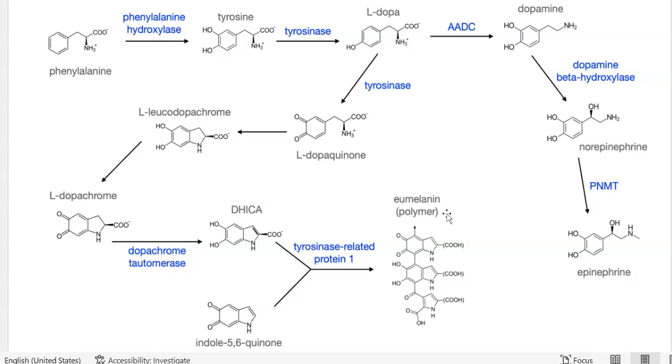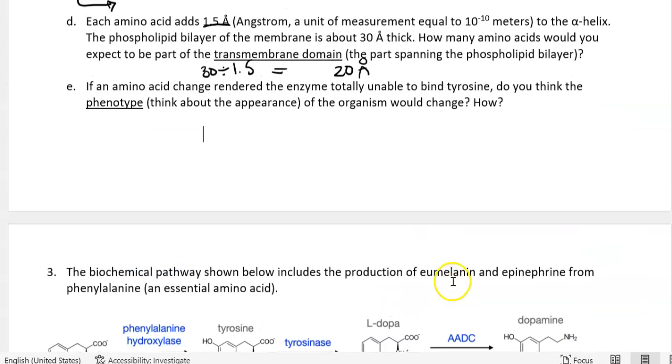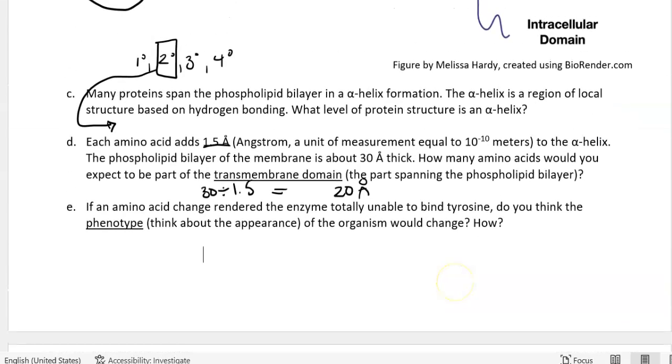I don't really care if you mentioned cats or not, but if you now make tyrosinase completely useless, can you make eumelanin? No, you can't. And if you're not making melanin, then the appearance, the phenotype, would change. Yes. How? You may have a loss of pigmentation.